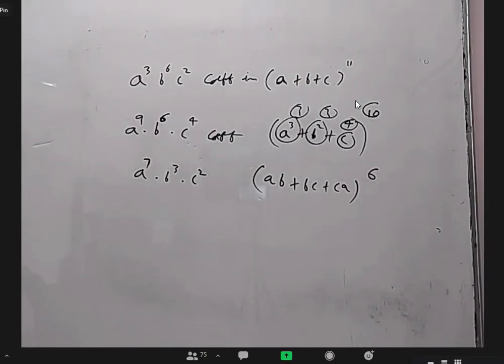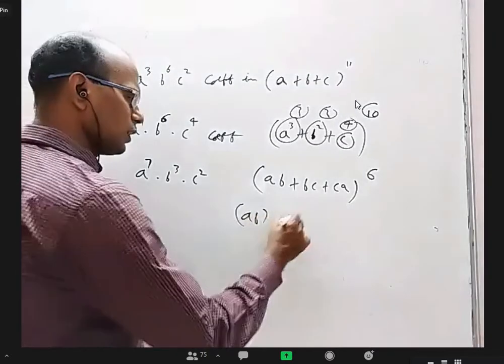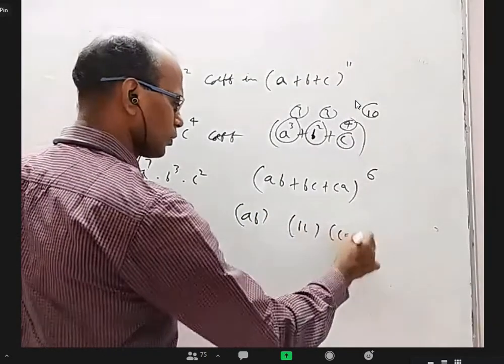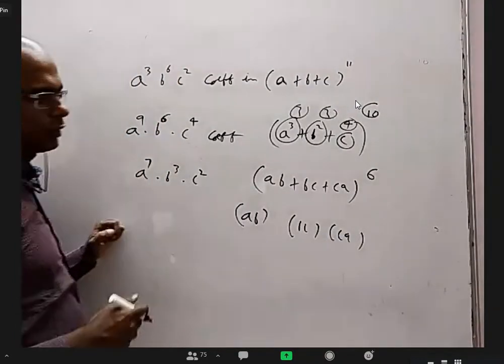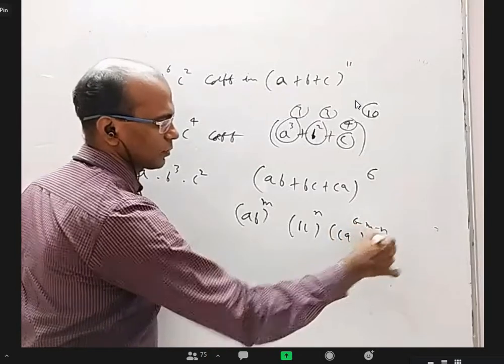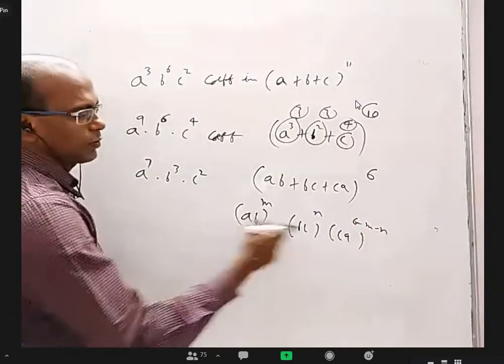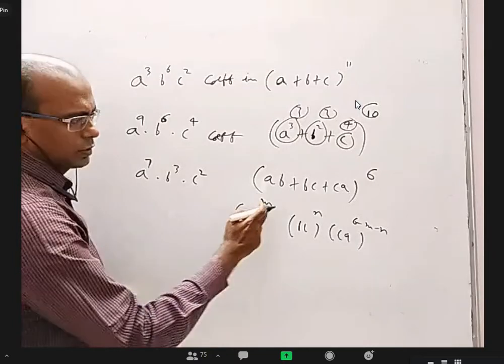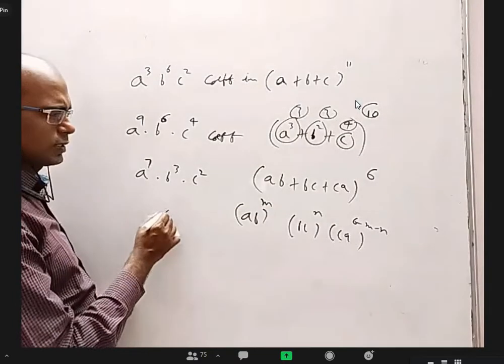Yeah, that's nice. The thing is, we don't know what power of AB, what power of BC and what power of CA together will give me this. So you can take power m here, power n here, power 6 minus m minus n here. What is the power of A, here and here put together? 6 minus n, that should be 7.